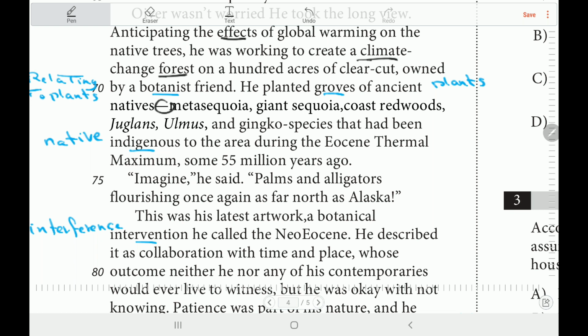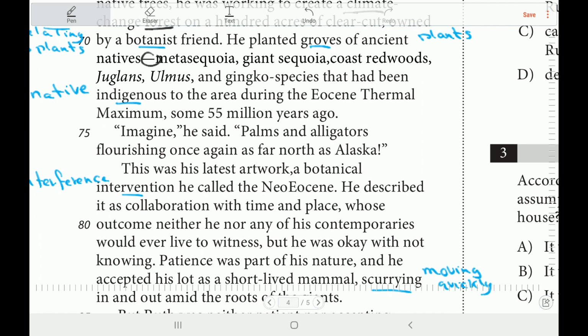It's non-essential. Please don't read it. These are kinds of trees that he wanted to. Don't waste your time to read it.